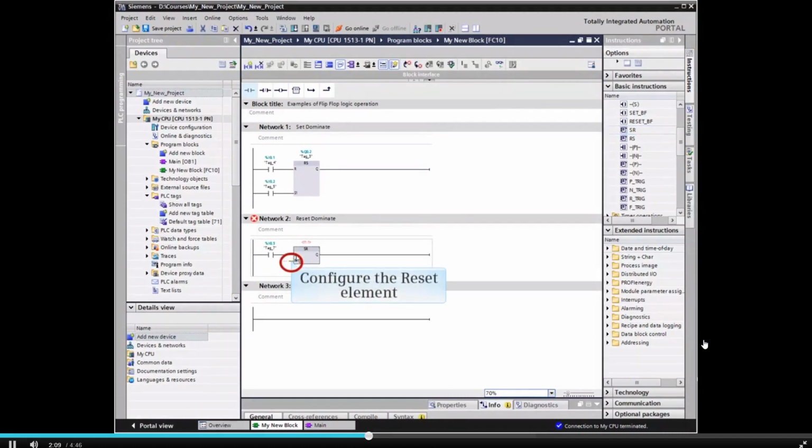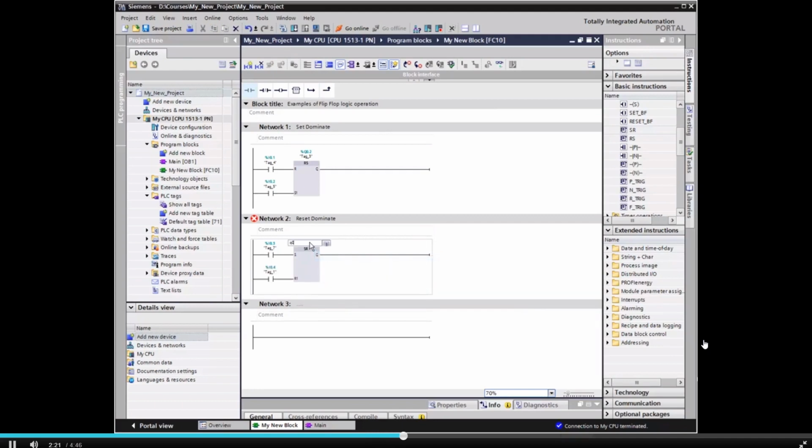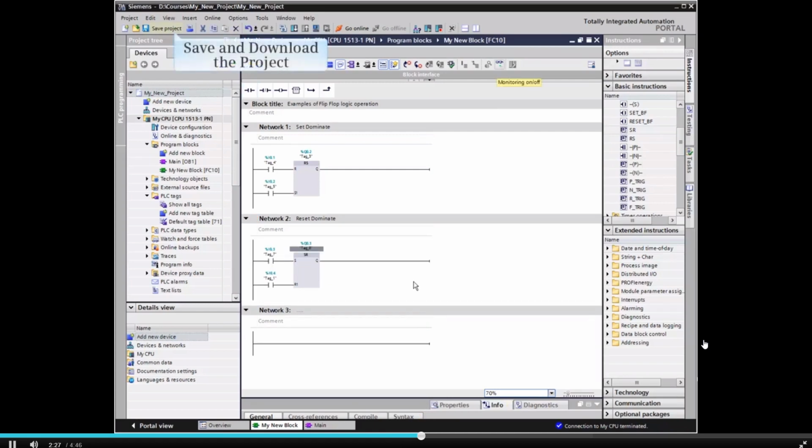And configure the reset element as well as the output element. We will save and download the project and click the eyeglass button in the block menu bar to monitor the block.